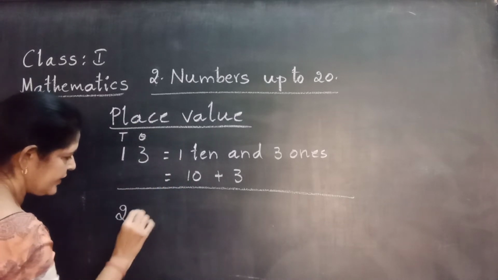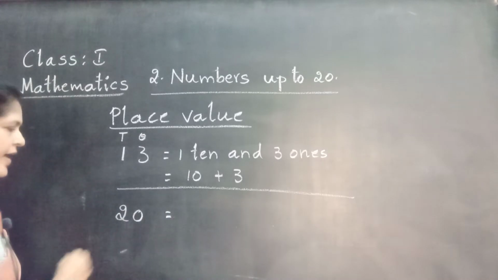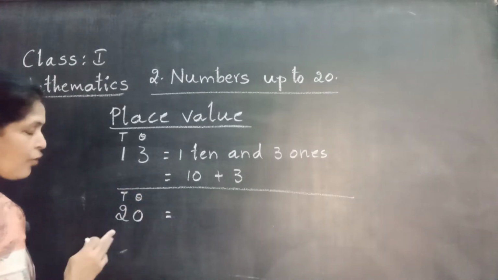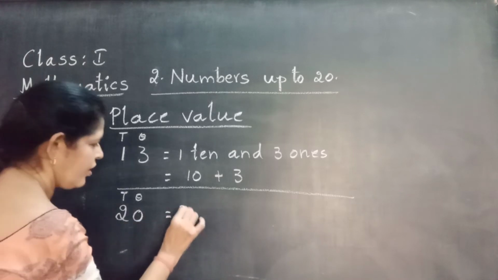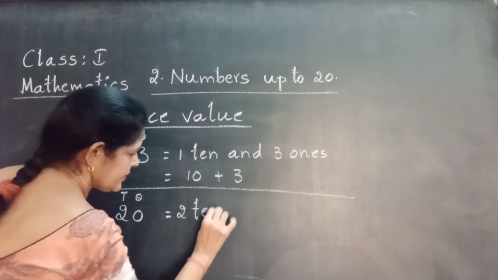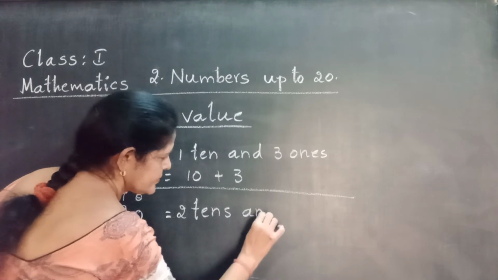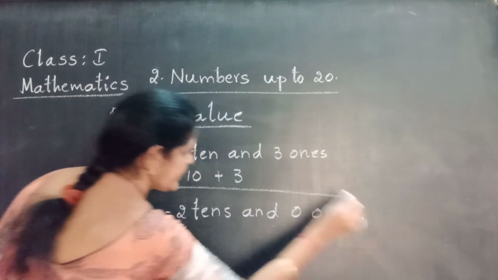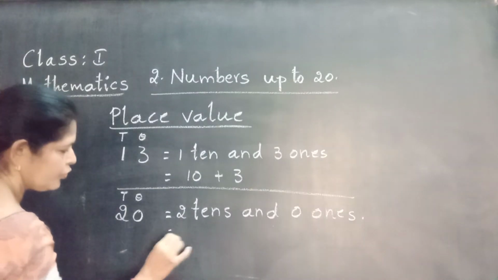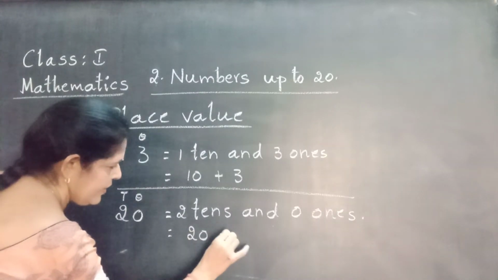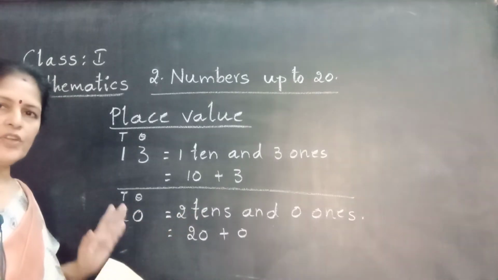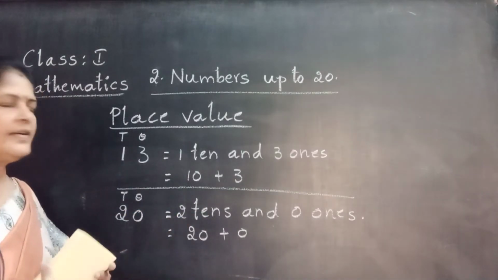Now read this number. Yes. 20. Ones place. Tens place. How many tens? Very good. 2 tens and 0 ones. 2 tens means 20 plus 0 ones means 0. Place value of 20. Like that.